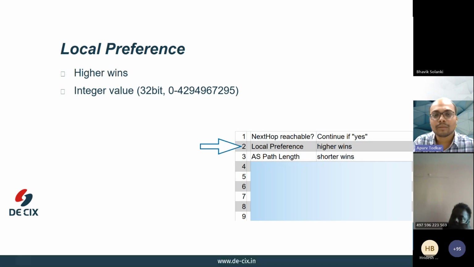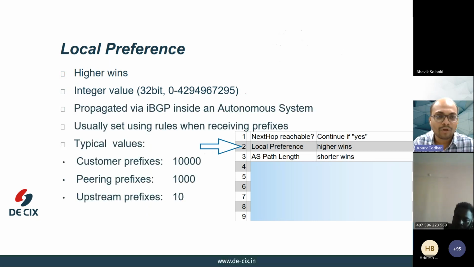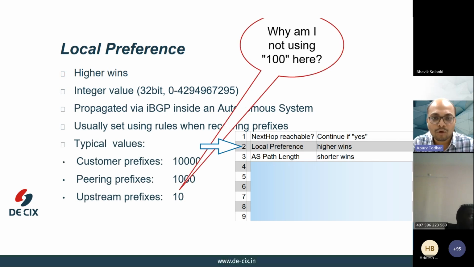Local preference is a BGP attribute that helps determine which path to prefer within an autonomous system. It is a 32-bit integer value, meaning that you have a lot of headroom to assign different values as you want. So the higher the local preference value, the more preferred the path.